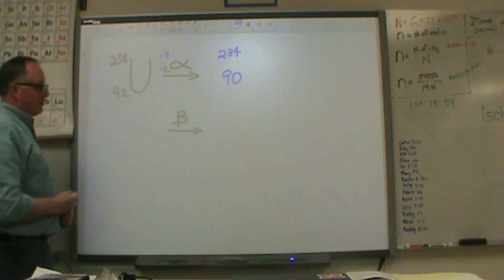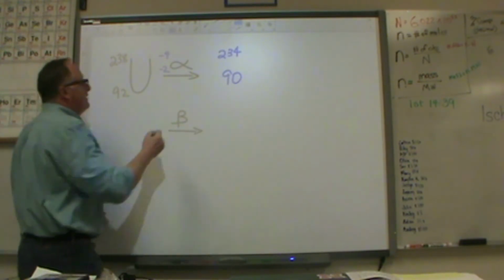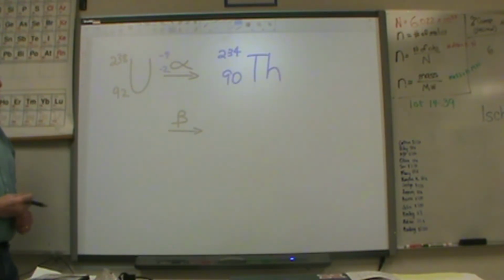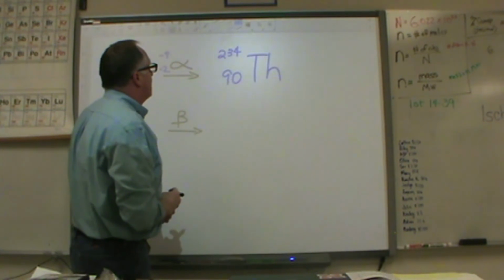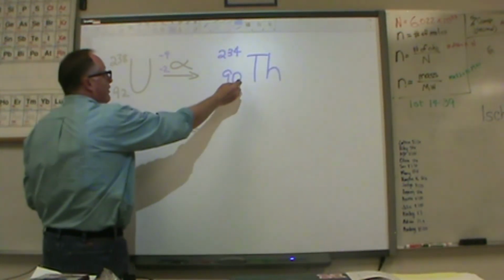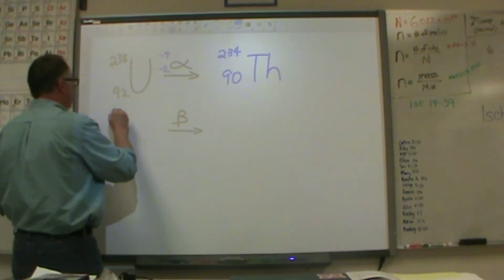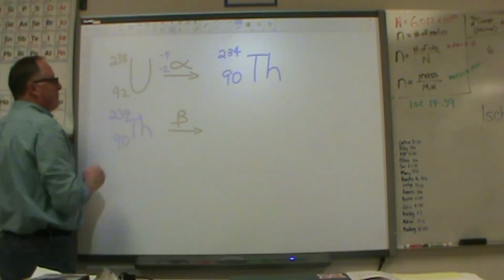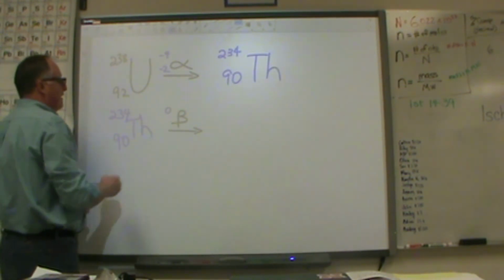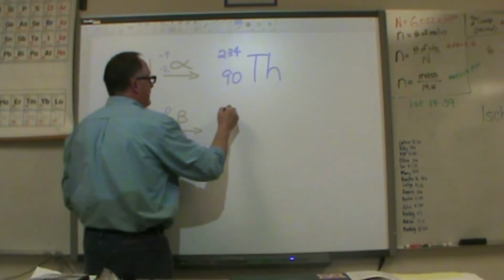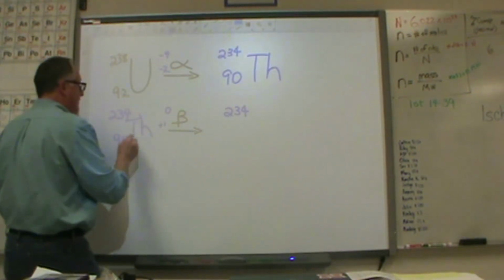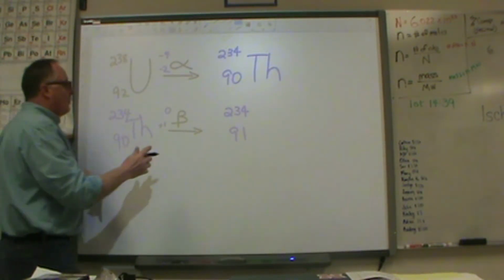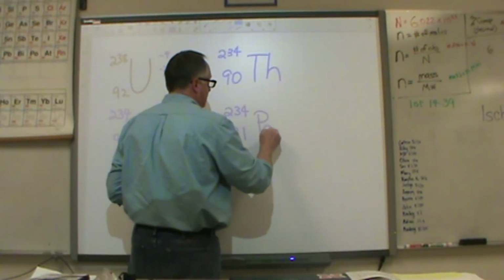Now look on your periodic table, and number 90 is thorium, named after some of your favorite Marvel character. Then the next step is beta decay. So we're going to start with thorium-234, and we're going to give up a beta particle. Nothing happens to the mass, and we're going to add 1 here. So we get still 234 here, but 90 becomes 91. And then if you look on your periodic table, number 91 is protactinium.